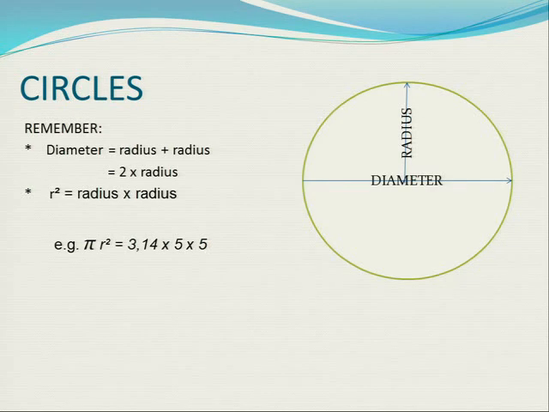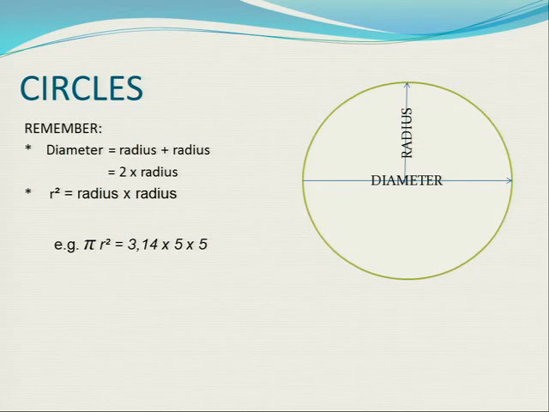Then we see that some people have a problem with radius square. What does it mean if I talk about radius square? That means you have to multiply the radius by itself. So if the radius is 15, then you have to say it's 15 times 15. This is quite a common error that we find when we mark the papers, that learners do not know that radius square is the radius times the radius.